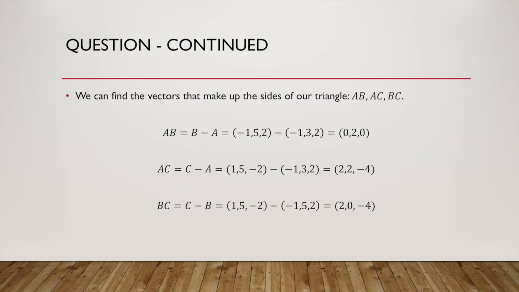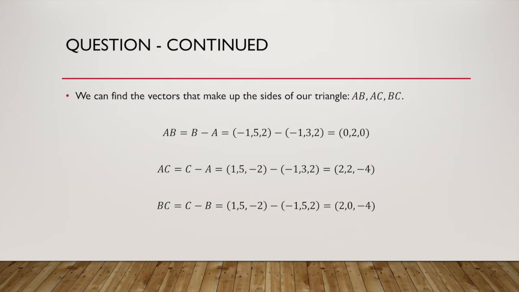So the natural way to start with this proof is to find the sides of our triangle. So the sides of our triangle would be AB, BC, and AC. So AB is just going to be equal to B minus A. This was in the recap. And again, that's our two vectors, and we subtract them component-wise. So negative 1 minus negative 1 is negative 1 plus 1, which is 0. That's our first component. Then the second one is 5 minus 3, which is 2. And then the last component is 2 minus 2, which is 0. So AB is 0, 2, 0.